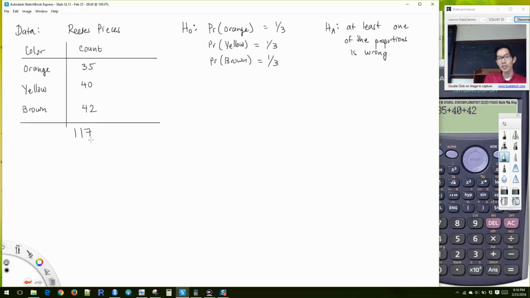All right, what we observe here, do our candies not show up in equal proportions? Does our data support the alternative hypothesis? This is essentially what we're asking. So what we do is compare our data to what we would expect to see if the null hypothesis were true.